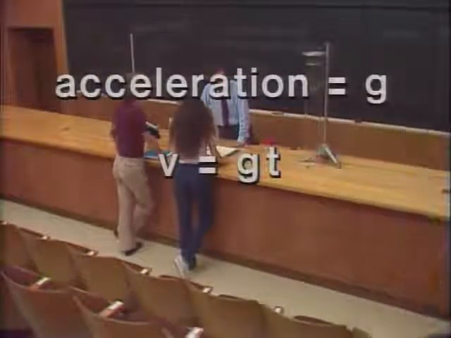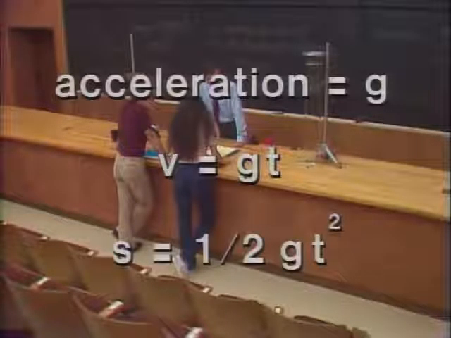According to the law of falling bodies, a body falls with constant acceleration at a speed proportional to time and falls a distance proportional to the square of time.